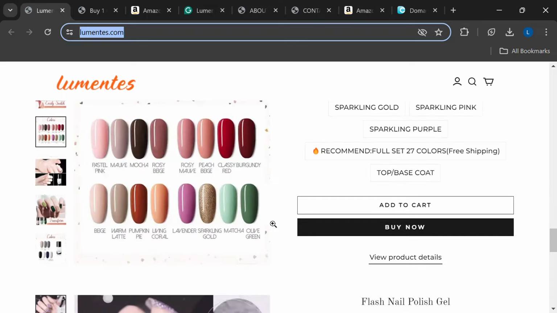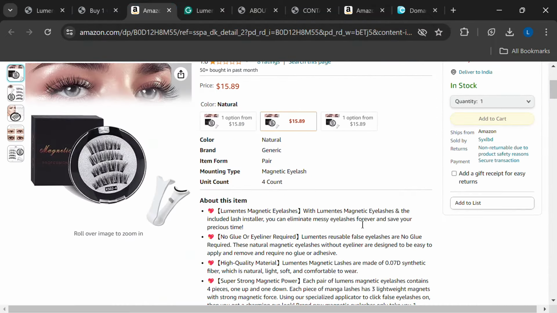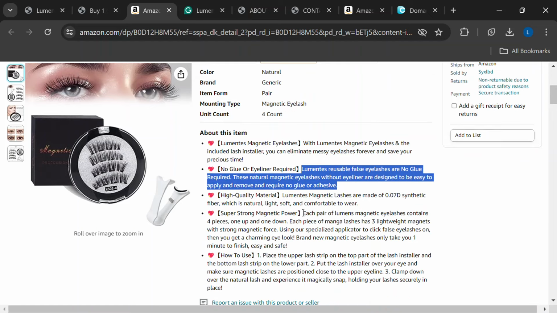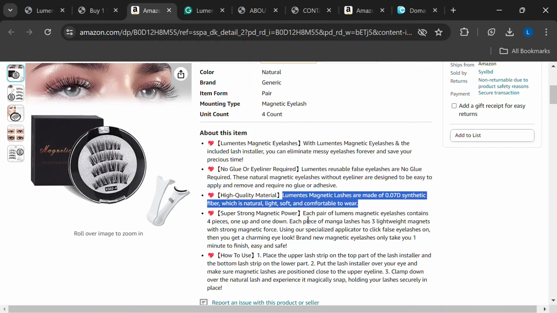So, Lumentes Magnetic Eyelashes basically promise to be the holy grail of false lashes. They claim you can ditch the glue and have these lashes applied in seconds with a special applicator. Sounds amazing, right? They also say they're comfortable to wear all day because they're made from lightweight fibers.